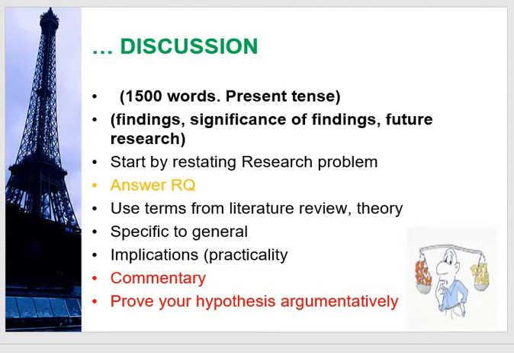Moreover, in the discussion part, you will write 1500 words. This is the most important part. You will write in present tense, and you will discuss findings, significance of findings, and future research. Start by restating the research problem and answer all research questions one by one. Suppose you have raised three research questions. Now you are answering those three research questions in detail.